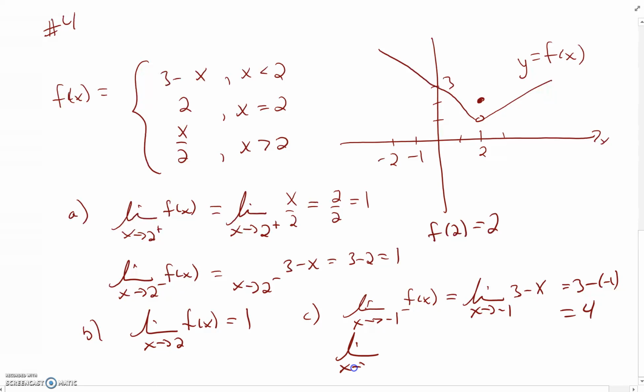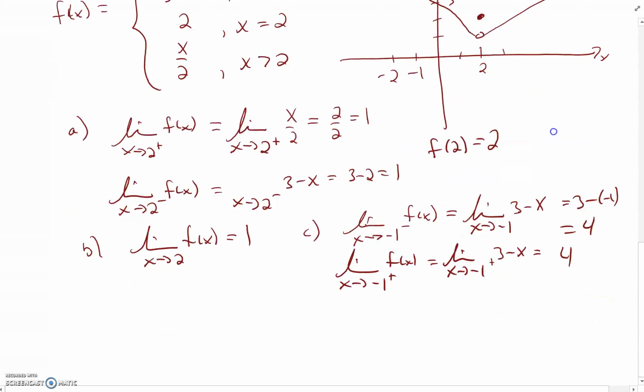Now we take the limit as x approaches minus 1 from the right side. From the right side of minus 1, well, that's still going to be less than 2. Anywhere close to minus 1, right? We're approaching minus 1 from the right or the left. Still way less than 2. It's still 3 minus x. So the answer is 4 again.